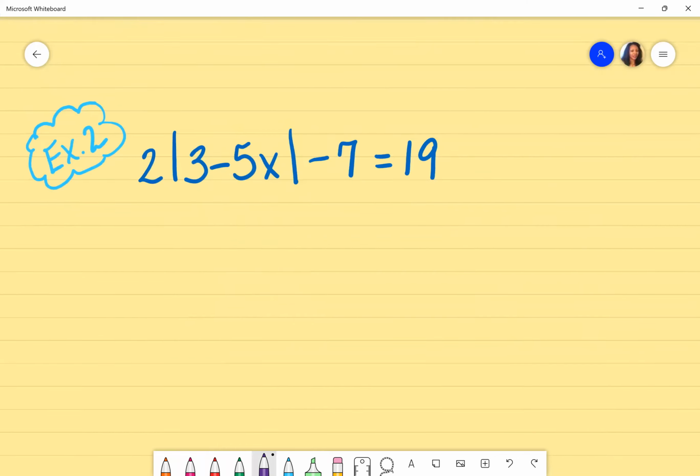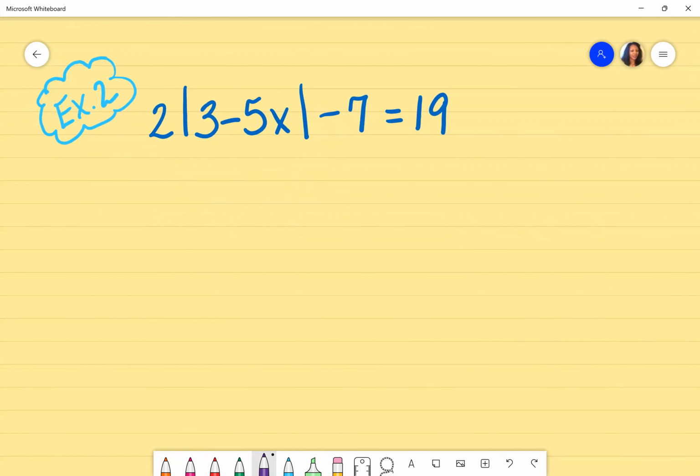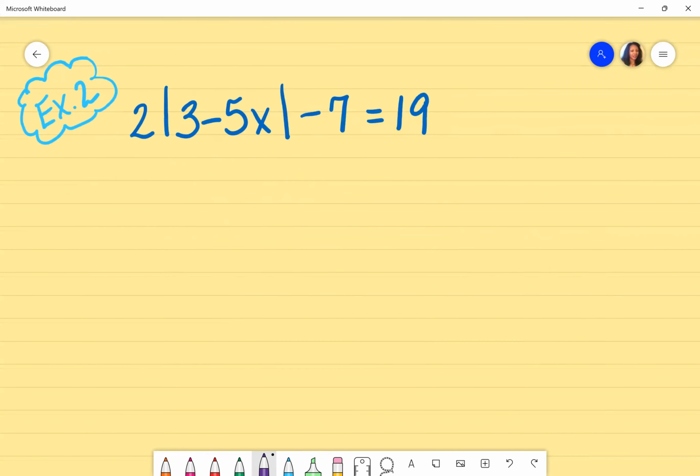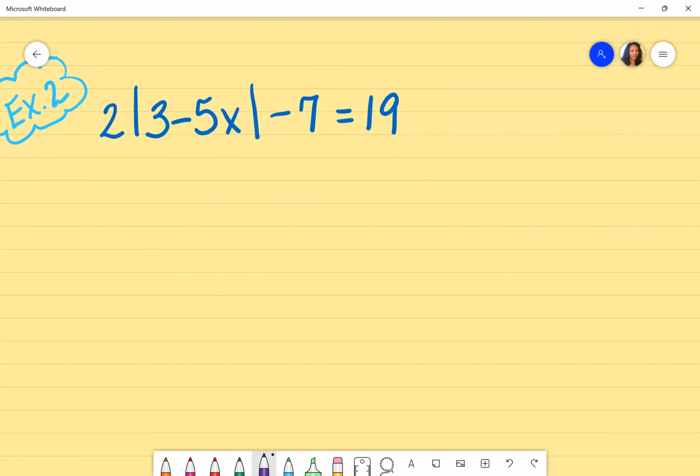Example 2 is still an equation, but before I can create 2 separate equations, I need to isolate my absolute value. So let's think about this. You've done this before and maybe you just don't remember. Say for instance, you had an equation 2x minus 7 is equal to 19. The first thing you want to do in order to isolate the x is to get rid of your constant.